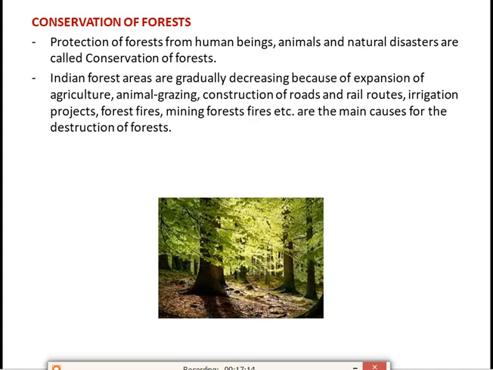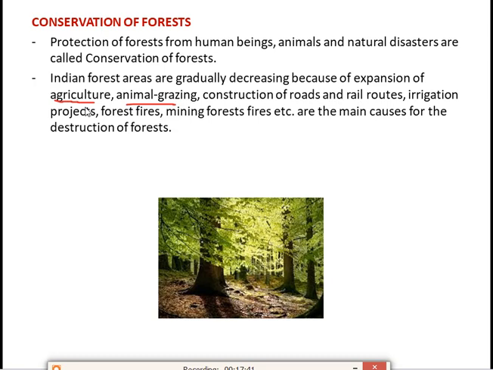Indian forests are gradually decreasing because of expansion of agriculture, animal grazing, construction of roads and railroads, irrigation projects, forest fires, mining, etc. These are the main causes for destruction of forests. So why is the forest in India getting decreased day by day? It is decreasing because of agriculture, and because of animal grazing.